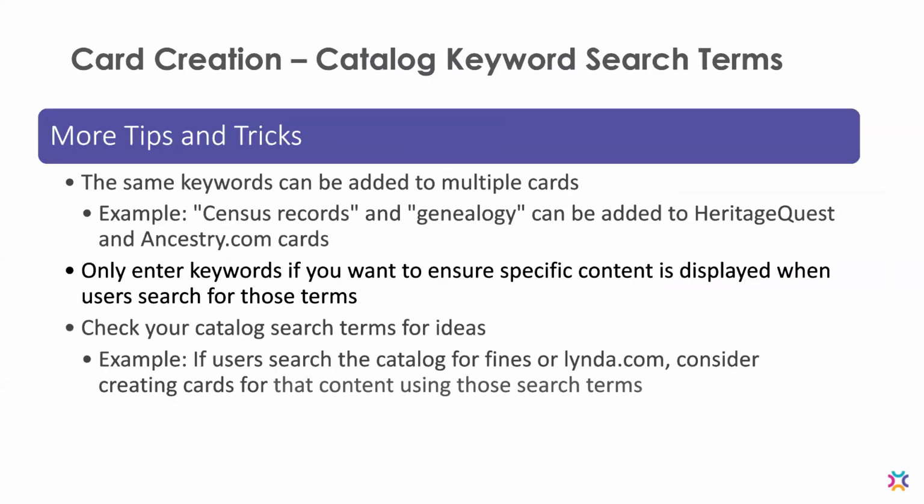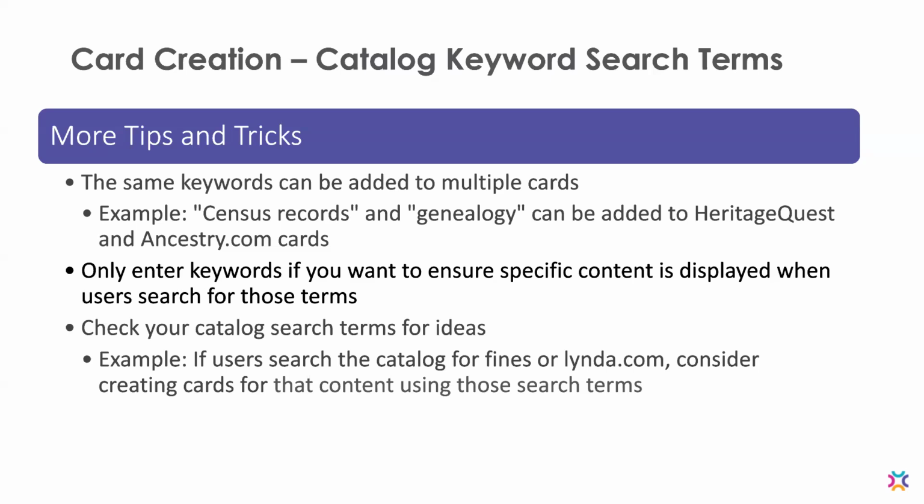So you might be thinking, well, what if we have Rosetta Stone and Mango Languages? Can I use the same catalog keyword search terms? Totally. And we see this especially with all of the different genealogy resources and business resources that people have. So libraries will sometimes end up using the same keywords on multiple cards, and that's fine. The other thing with the catalog keyword search terms is this is a powerful tool. So you really want to think through adding catalog keyword search terms.